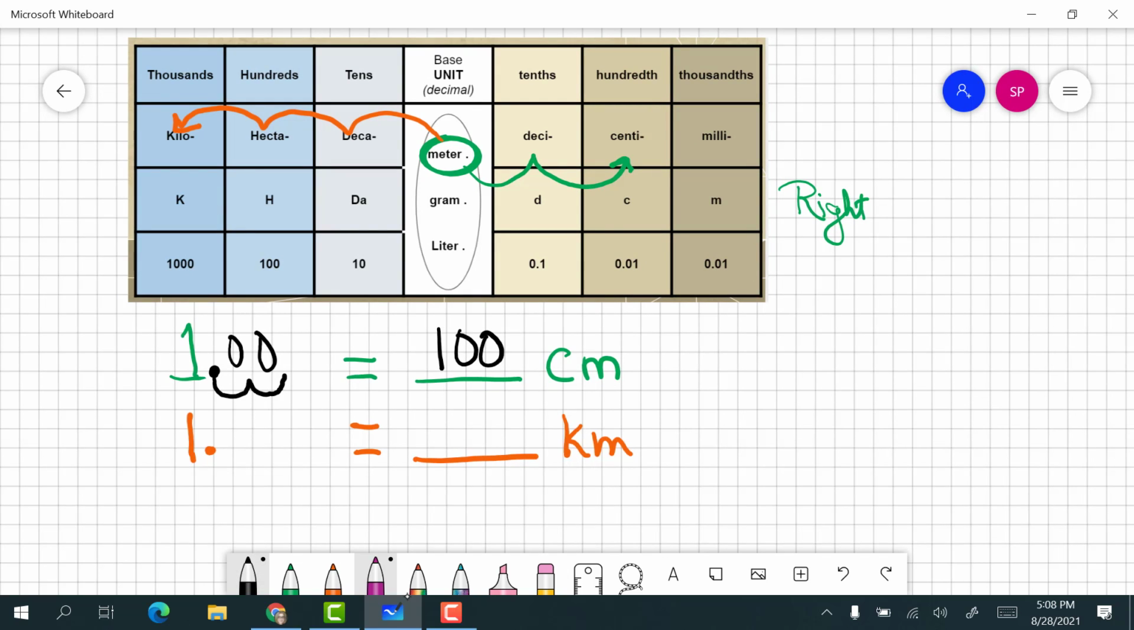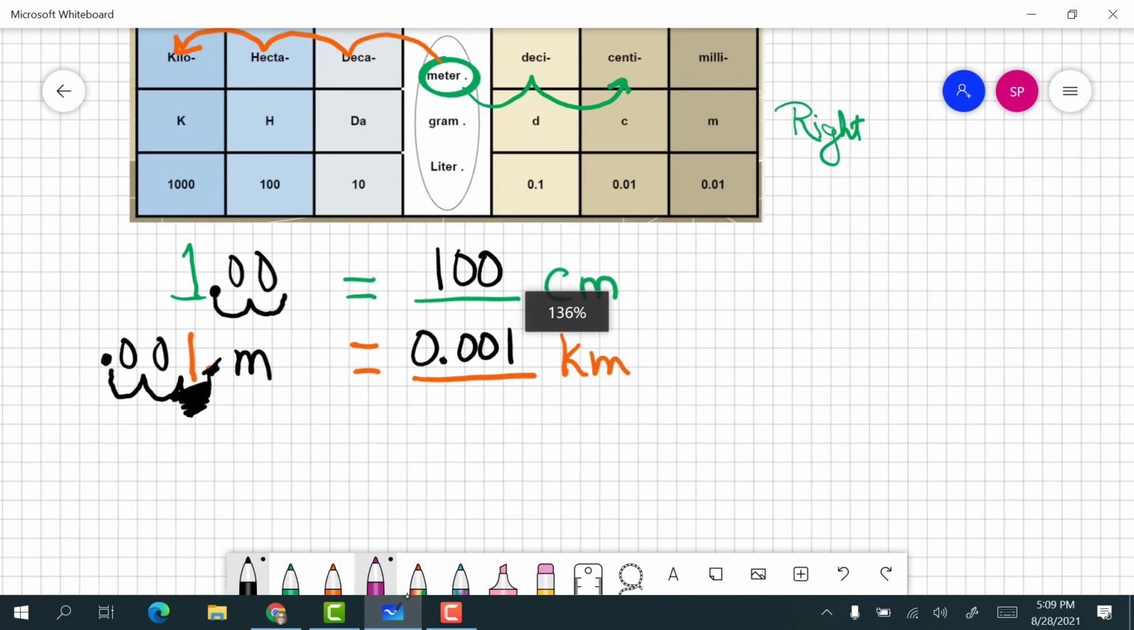kilometers, right? And so what we have to do is move that decimal 3 jumps towards the left. 1, 2, 3. And now the decimal is here instead. And we put zeros for place markers right there. And we get 0 decimal, because we should always put a 0 before the decimal, 0.001. So 1 meter is equal to 0.001 kilometers, or 1,000th of a kilometer.